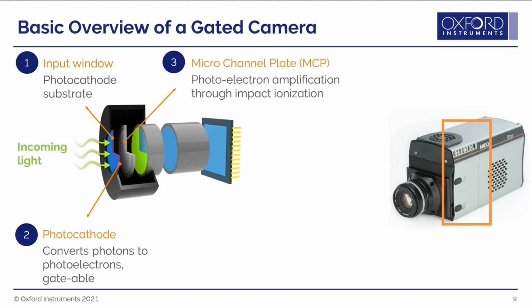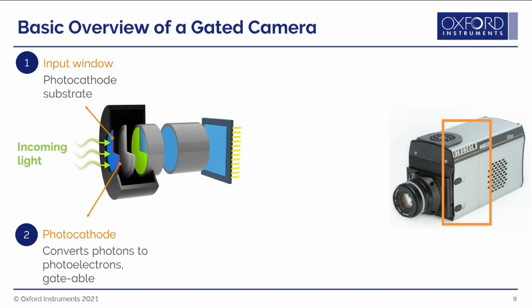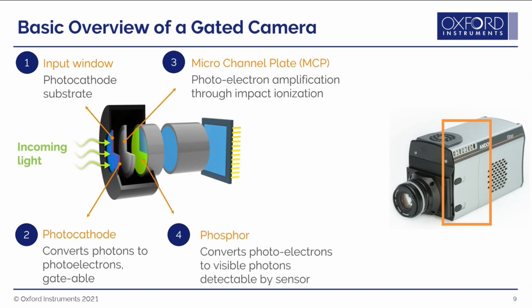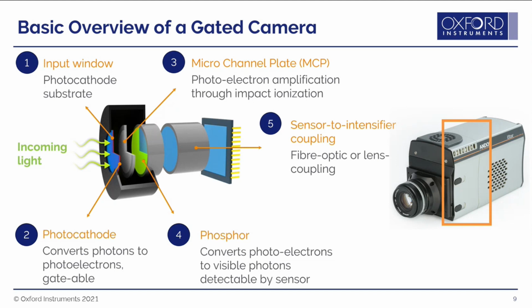Then behind that we have the microchannel plate, which amplifies the photoelectrons through impact ionization. Behind that, we have the phosphor, which converts these photoelectrons, as I mentioned before, into visible photons. Then we have an interface between the phosphor and the sensor. This could either be a fiber optic interface or a lens coupled interface, and I'll talk about the relative pros and cons of each of these later on. This is then connected to our two-dimensional sensor, which could either be a CCD or an sCMOS sensor, depending on what we're trying to achieve. I'll talk about the relative pros and cons of each of those as we go along.